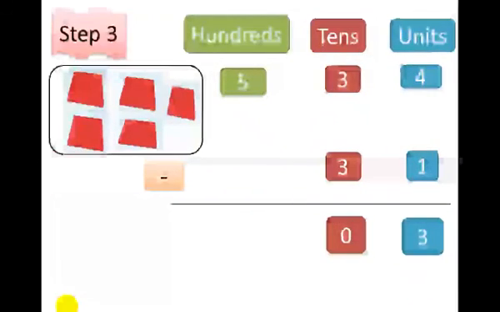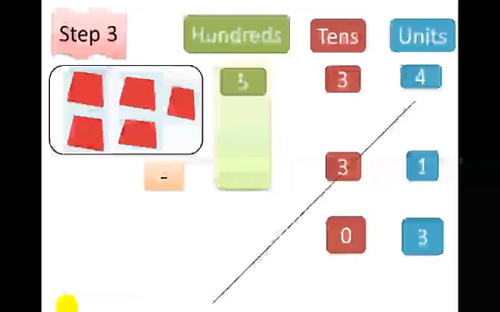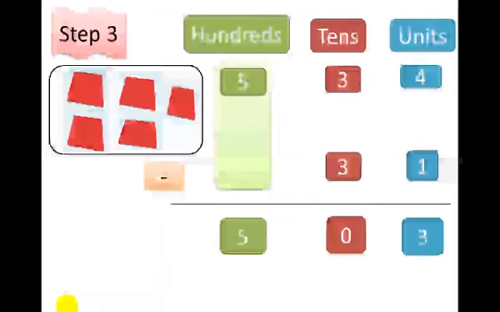Next, we subtract the hundred place. We subtract the numbers under the hundred place on the place value table. Now let's look at the numbers under the hundred place. 5 minus 0. Remember, I told you 0 means nothing. 500 minus 0 equals 500.